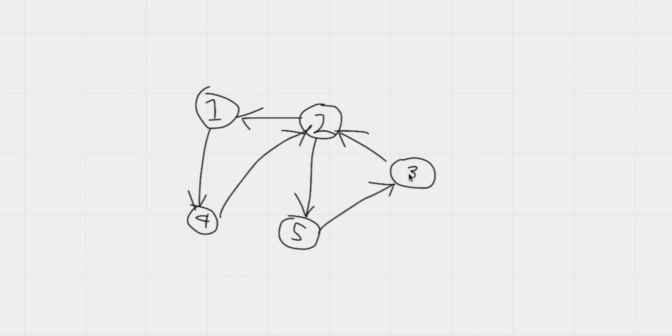The degree of this node would be 2, because there are two edges connected to this node. And then the degree of node 2 would be 4, since there are 4 edges, and for this would be 2, etc. So the simple way to find whether or not there is an Eulerian path is by looking at the degrees of these nodes.